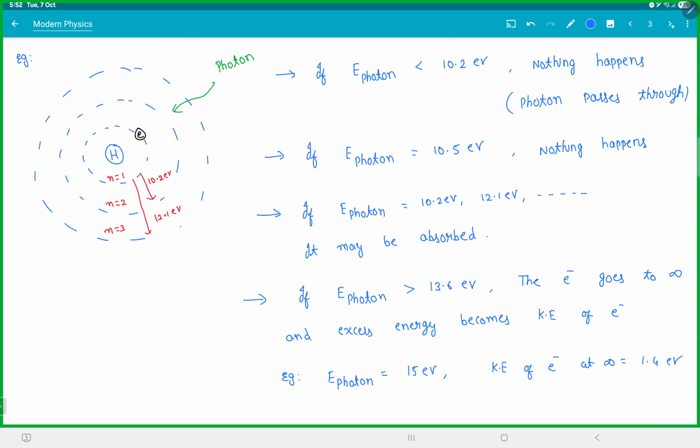Clear with this? So here I combined Bohr's theory with a photon. So both of them have their own conditions. Electron in Bohr's theory will say, boss, I need exact amount of energy. And photon will say, I can give you more, right? But you have to take everything. Clear with this? So be careful. They do frame questions of this sort.